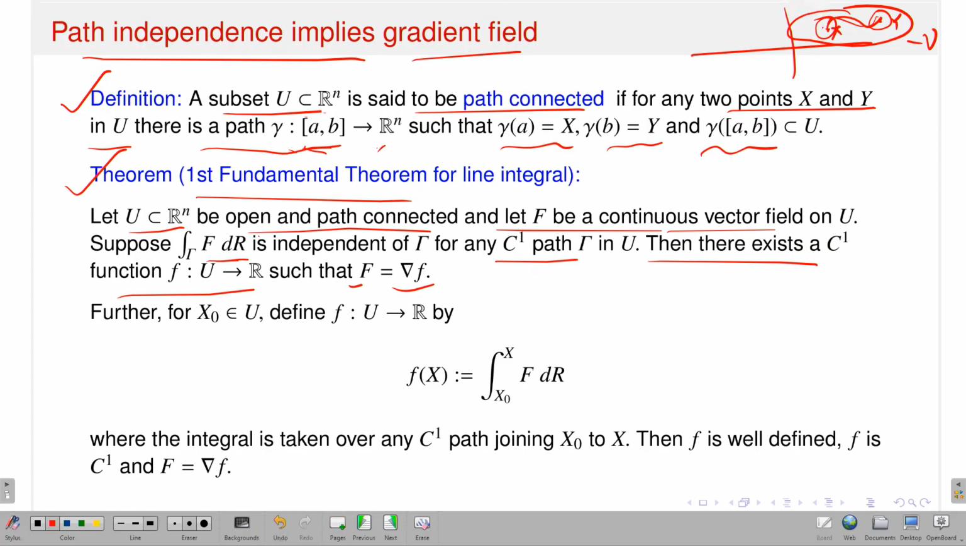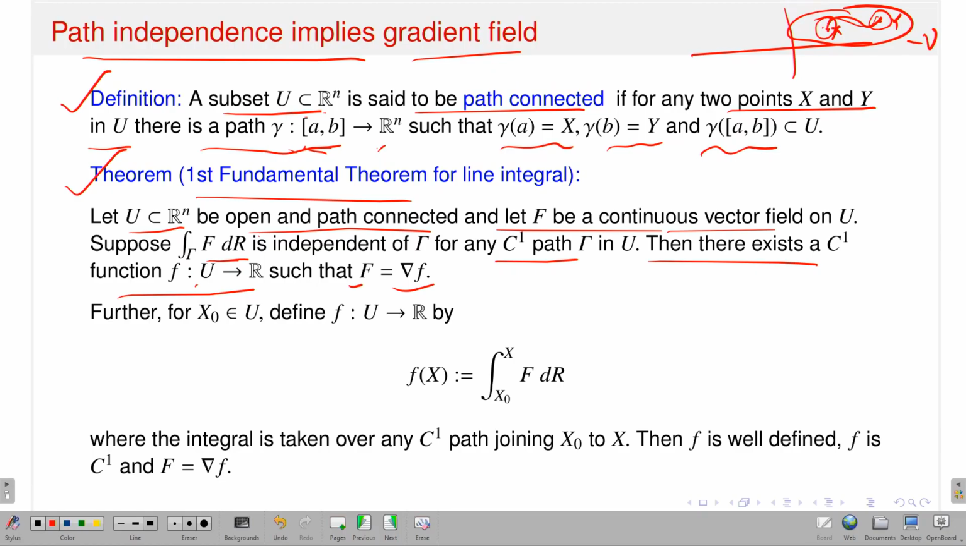So that means you start with a very nice domain which is open and path connected. You start with a continuous vector field capital F. And suppose your vector line integral is independent of any C1 path inside U. That means the value of the integral of capital F dr over any gamma I am taking which is C1, if that is the case, then you can have the existence of one scalar field small f from U to R such that capital F becomes the gradient of small f. In other words, capital F is a gradient vector field.